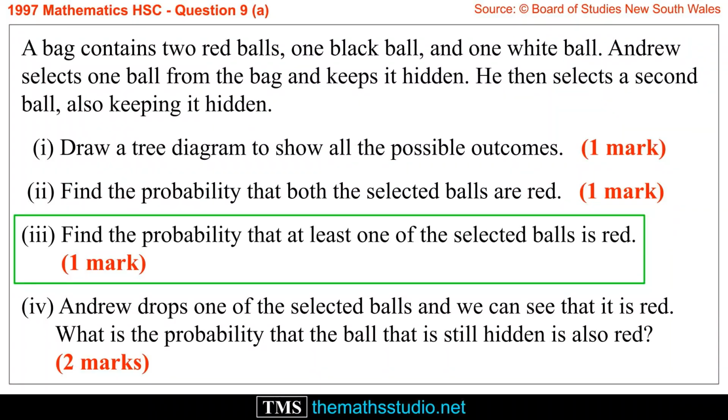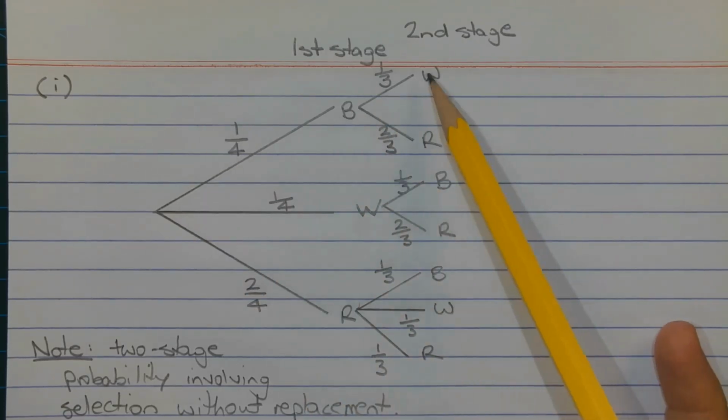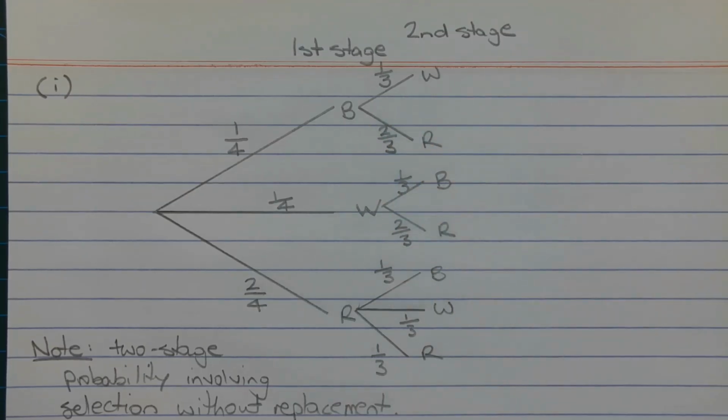Part 3. Find the probability that at least one of the selected balls is red. By the law of complements, the probability that at least one ball drawn is red is equal to 1 minus the probability that no balls drawn are red. So referring to the tree diagram that we drew in part 1, there are two outcomes where no balls drawn are red. That is, this outcome here, we have a black and a white, and this outcome here, we draw a white and then a black.